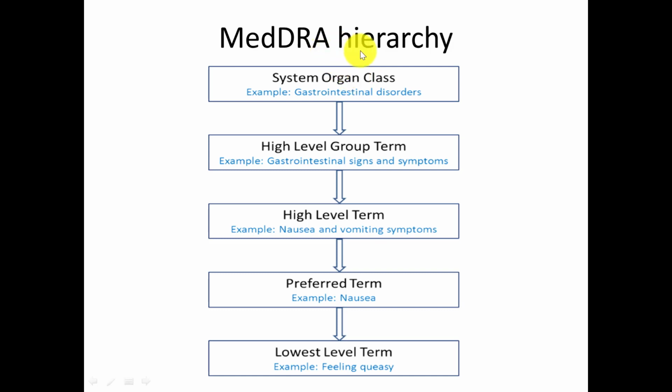This is just for understanding, for those who are not aware of the MedDRA hierarchy. The top one is the system organ class, for example gastrointestinal disorders. Then there is the HLGT, the high level group term, for example gastrointestinal signs and symptoms. Then the high level term, HLT, for example nausea and vomiting symptoms. Then the preferred term, PT, for example nausea, and the lowest level, LLT, is called feeling queasy. In the LLT we mostly try to match the verbatim, and then accordingly the other levels get mapped automatically in MedDRA.